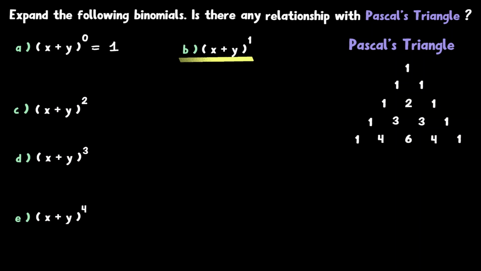We move on to the next expression, x plus y raised to the first. Well, anything raised to the first is itself. So this is equal to 1x plus 1y.